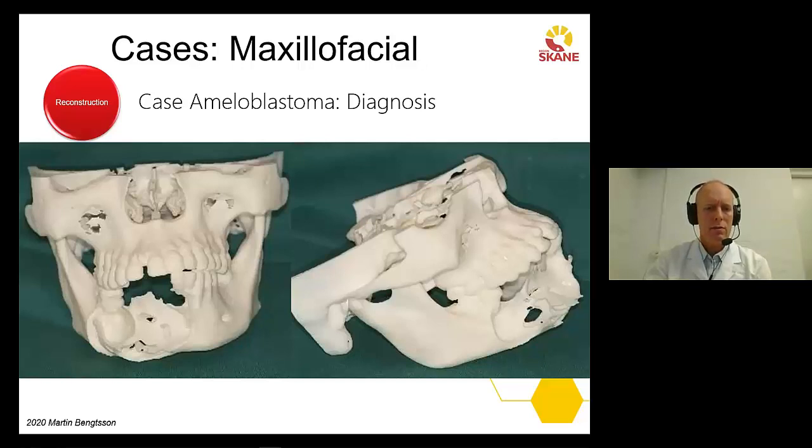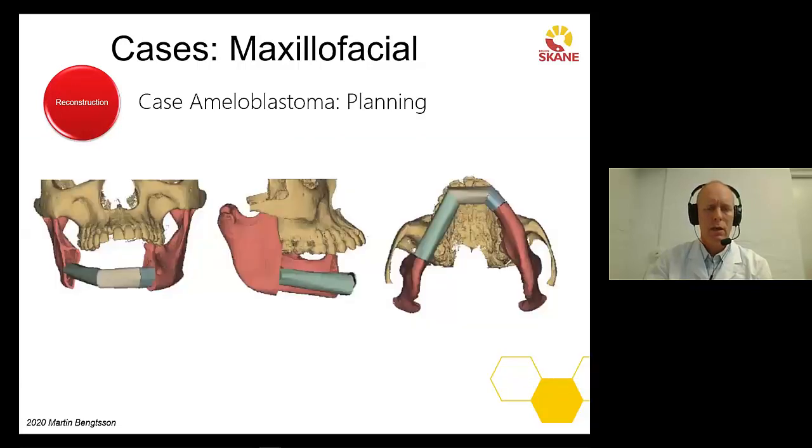We cannot see the tumor because it's soft tissue, and that does not show in the CT scan, but we can see how the tumor affects the lower jaw. We also use the CT scan to plan the surgery in the computer software, as you can see here. And now we have done the resection of the tumor.